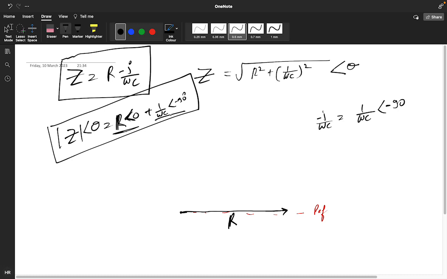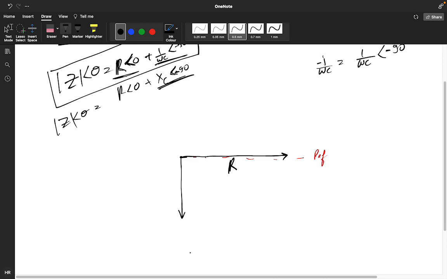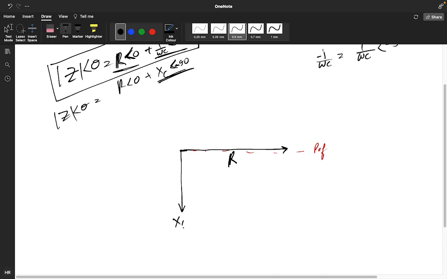And what about your 1 by omega C? This is at minus 90 degrees. Means R at an angle of 0 degrees plus 1 by omega C, which is XC at an angle of minus 90 degrees. So what about the minus 90 degree value? Will it move, lag or lead, with respect to Z? Lag, anti-clockwise. It will lag by 90 degrees. So this is your XC, and this particular angle is 90 degrees.